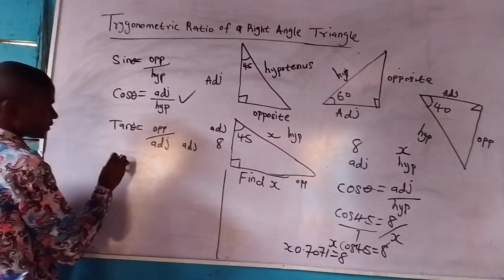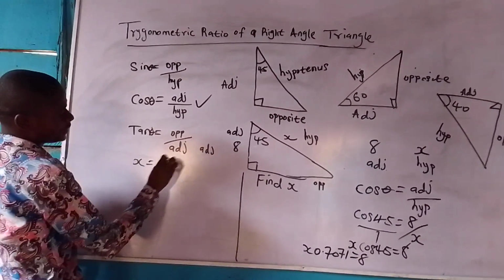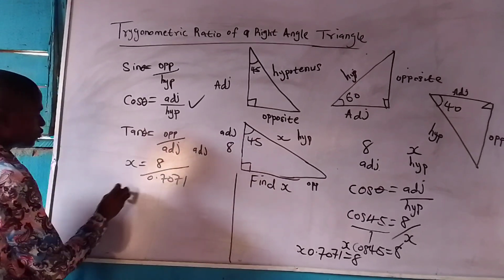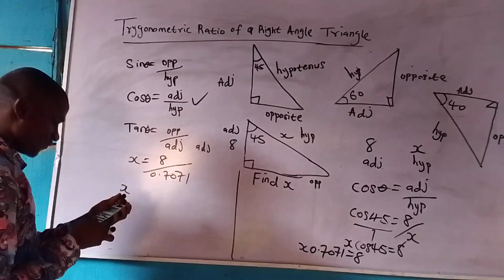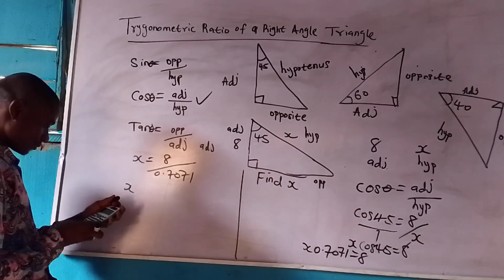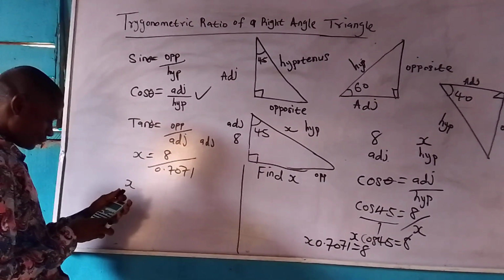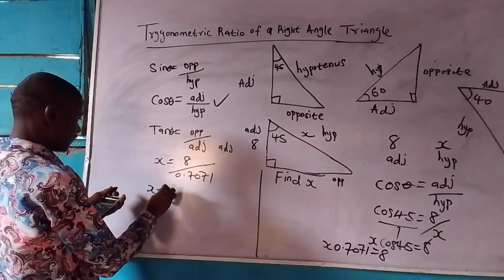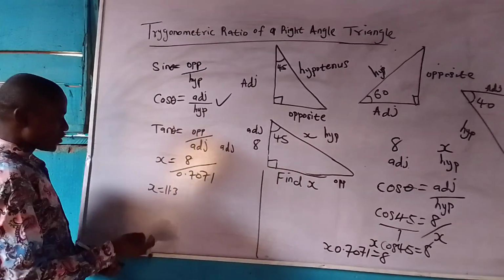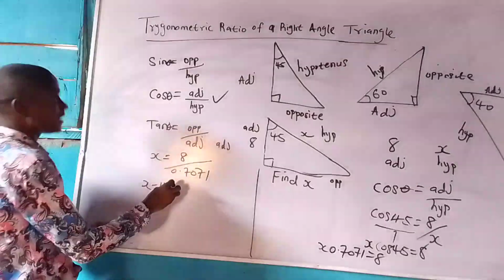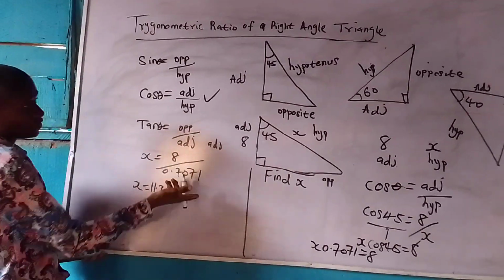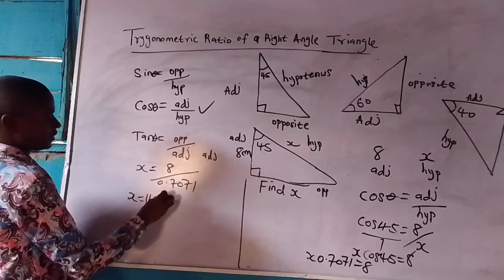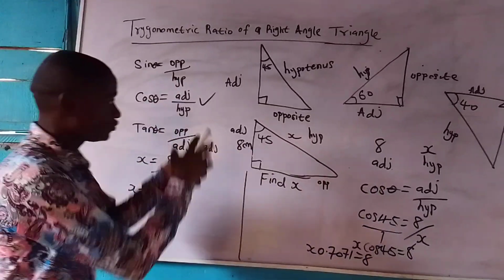You can now say x equals 8 divided by 0.7071. This thing dividing 8 will give us x equal to 11.3. That means 11.3 is the answer for this. I didn't put a unit. It can be cm, so we can say cm here. Now, I hope you understood through to this point.